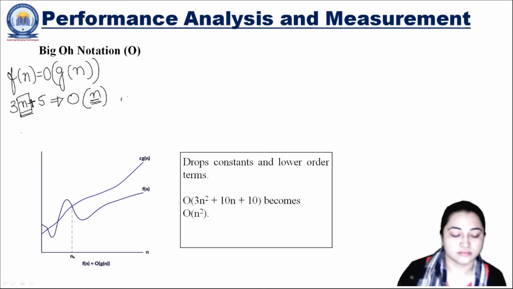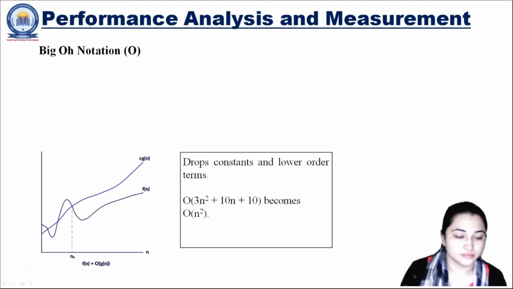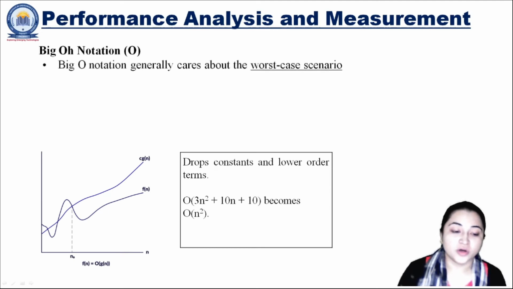Why is that so? Because n is the term which will affect the running time complexity of an algorithm more than this constant, because as n increases, our complexity will increase. Okay, so the term that will affect the algorithm's running time complexity is the term n. So in order to use asymptotic notation, we will write this function f of n as order of n. So big O notation generally cares about the worst case scenario.